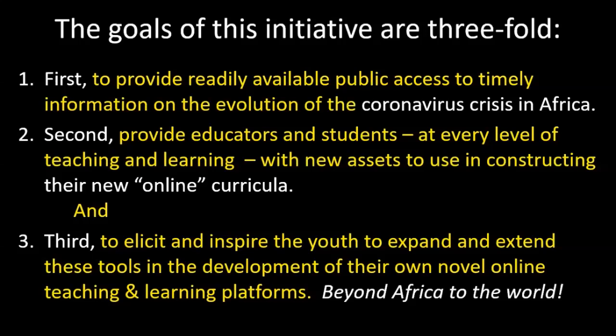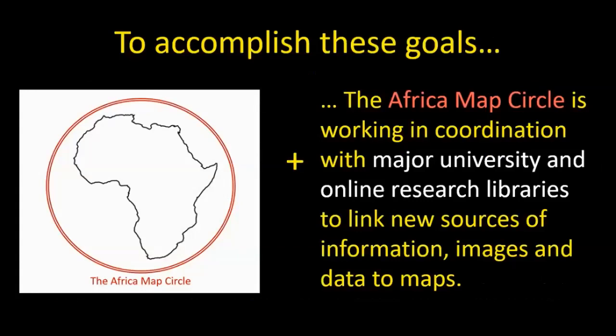We can envision similar things emerging in the Middle East, in Asia, in India, and throughout the world as we learn how to use these online assets for educational goals of learning about current circumstances. To accomplish these goals, the Africa Map Circle is working in coordination with major university libraries and online research libraries from all over the world to link new sources of information, images, and data to maps.